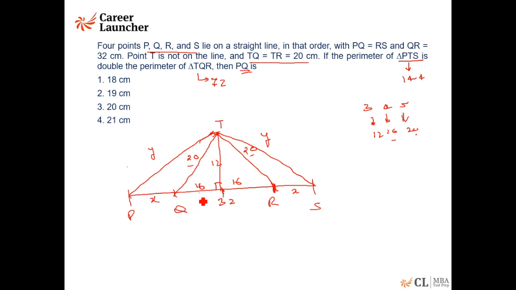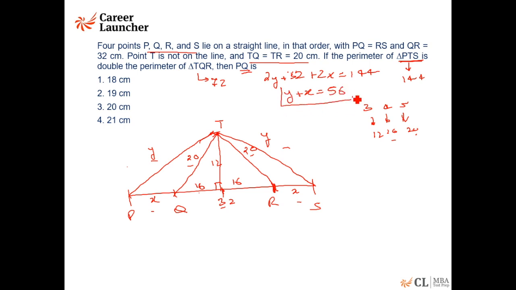Now what do we need to do? We need to apply Pythagoras theorem to get the value of X and Y. But before that, we are given that the perimeter of triangle PTS is 144. What will 144 be equal to? 2y plus 32 plus 2x. So 2y plus 32 plus 2x is equal to 144. Or we can say y plus x, if I take 32 to the other side and divide by 2, y plus x is equal to 56.